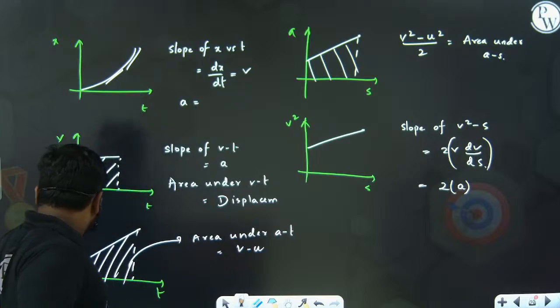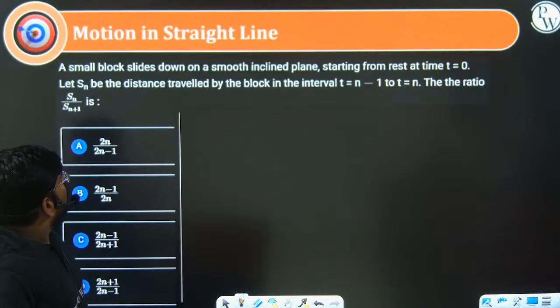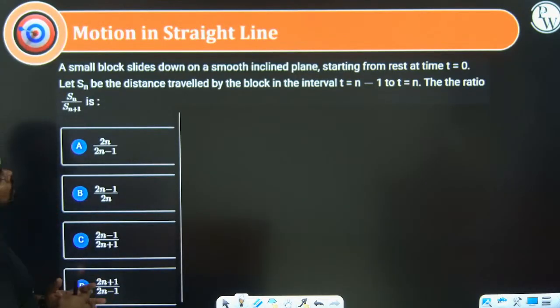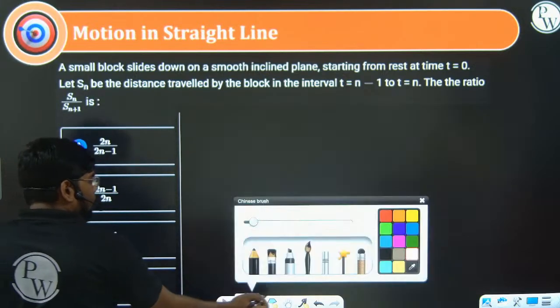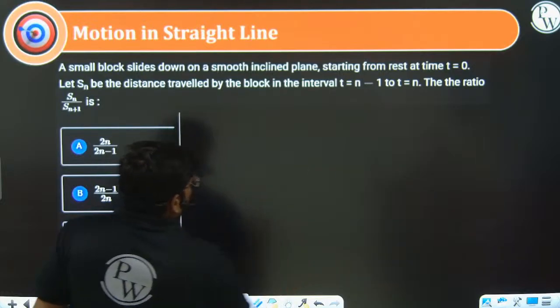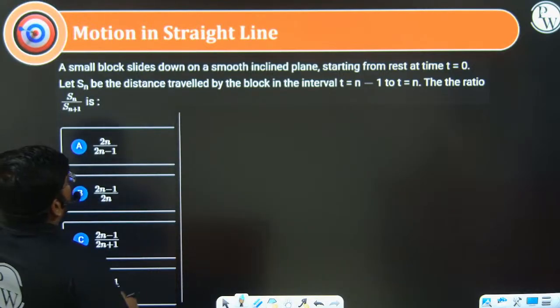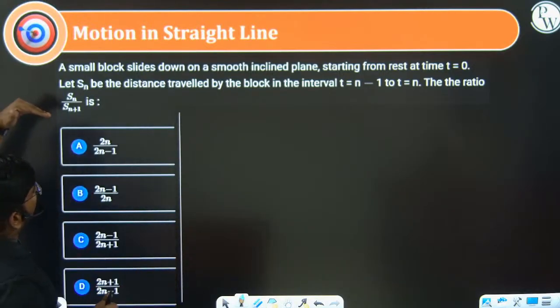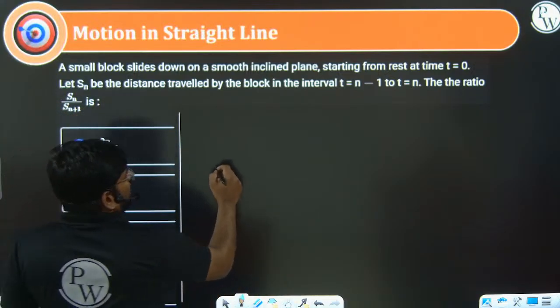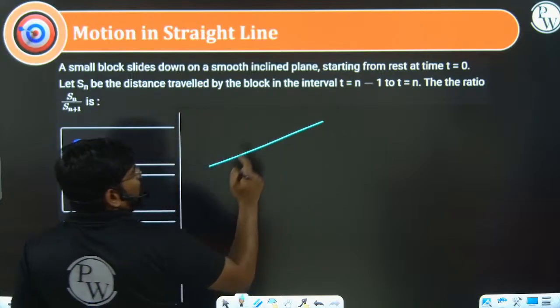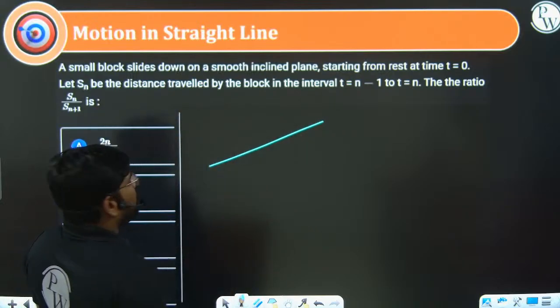Okay. So next we have questions directly on equations. Now let us start questions on equations, the four equations of motion. We have already written those equations as well. Now what do you have? A small block slides down an incline starting from rest, and it travels some distance in the nth second and in the (n plus 1)th second.